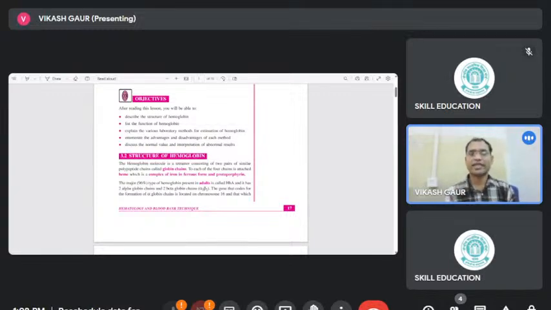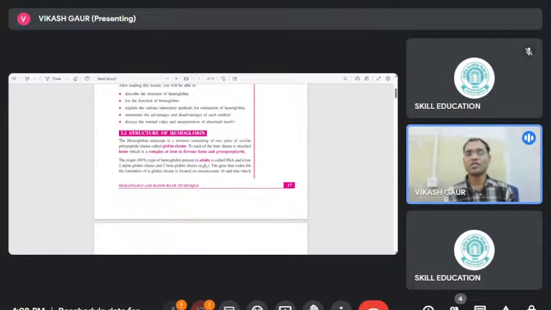Hemoglobin is a tetramer consisting of two pairs of similar polypeptide chains called globin chains, and to each of the four chains is attached heme, which is a complex of iron in ferrous form or protoporphyrin. So the hemoglobin consists of two pairs of globin chains and heme groups. Heme plus globin is called hemoglobin. The 96% type of hemoglobin present in adults is called HbA, and it has two alpha globin chains and two beta globin chains. This is another structural description of hemoglobin.